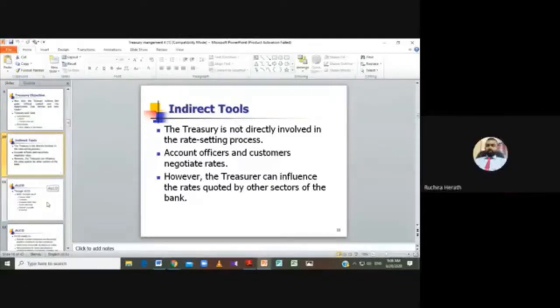Yes, one particular question: when the branch manager asks the treasury, I want a better rate, what will be the maximum rate treasury can go up to? Is it up to the transfer pricing rate, or will treasury be able to provide a rate beyond that?